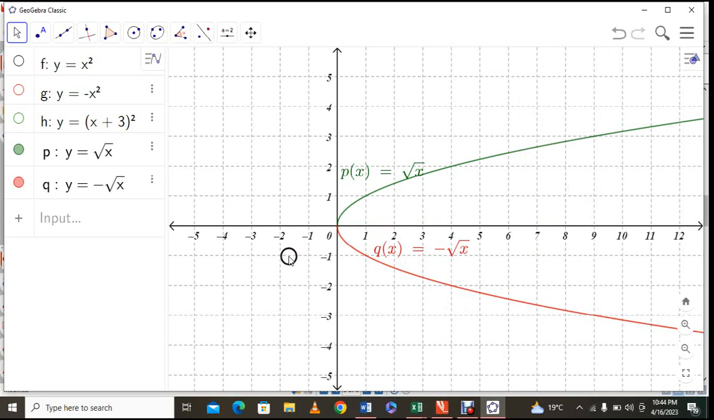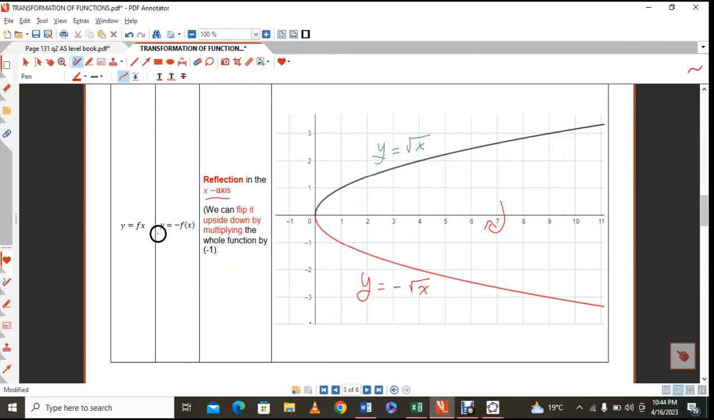So the whole function has now been reflected about the x-axis. No matter what type of function you have, the moment you put a minus in front of the function, the function is reflected in the x-axis. Okay, the whole function is a reflection in the x-axis. I hope that you get those ones. These ones are pretty much straightforward for now.